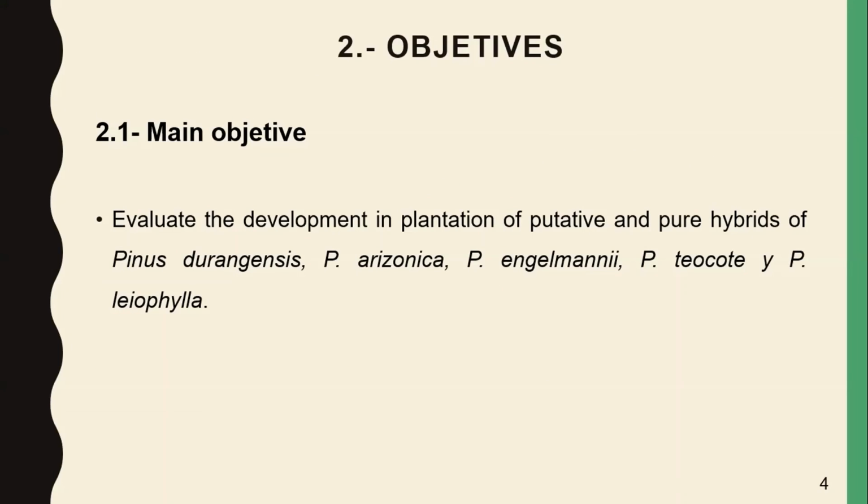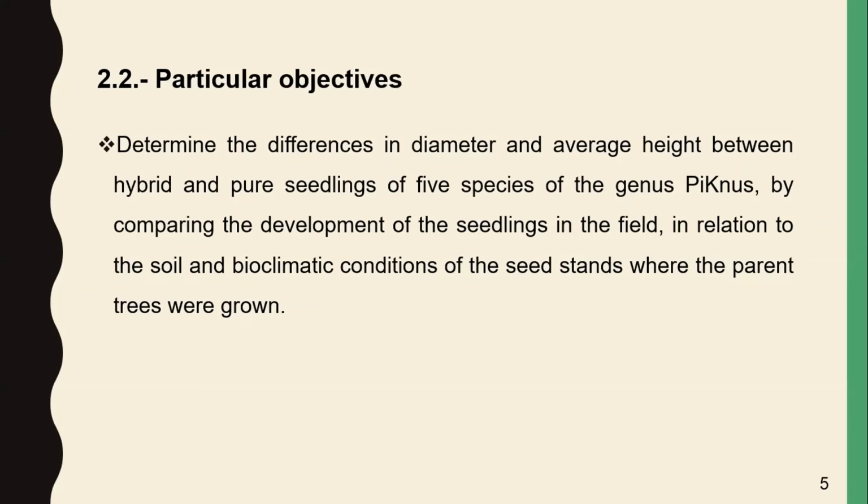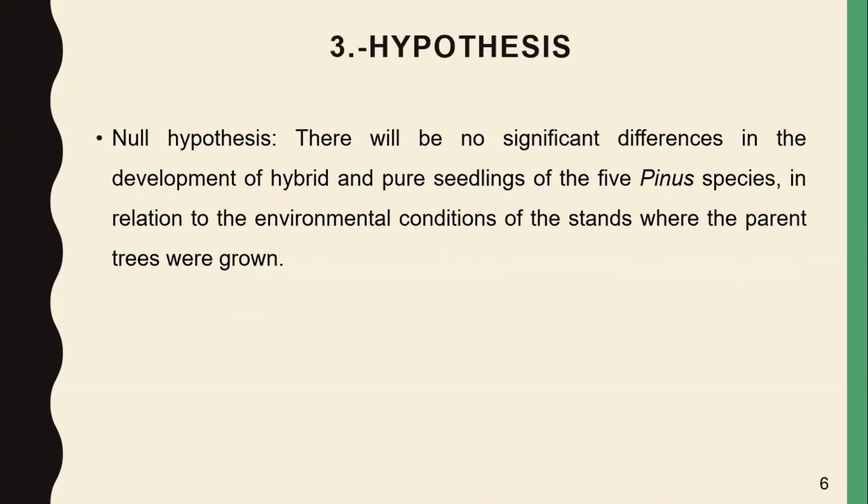The main objective is to evaluate the development of putative hybrids and pure individuals of Pinus durangensis, Pinus arizonica, Pinus engelmannii, Pinus teocote, and Pinus leiophylla. The particular objective is to determine the difference in diameter and average height between hybrid and pure individuals of 5 species of the genus Pinus, comparing their development in relation to the soil and climatic conditions of the seed stand where the parent trees were grown.